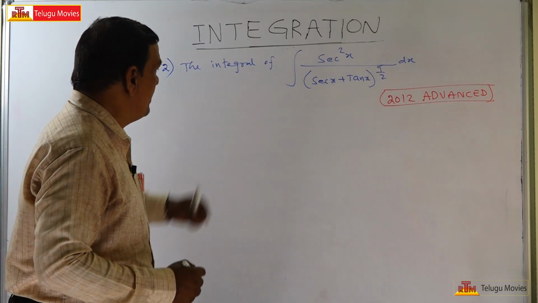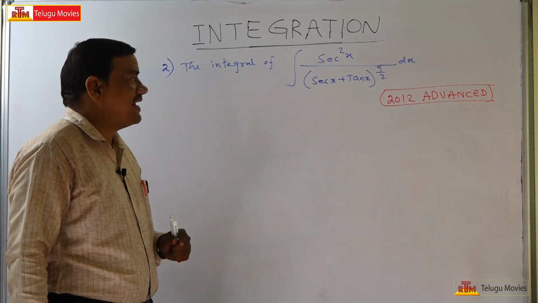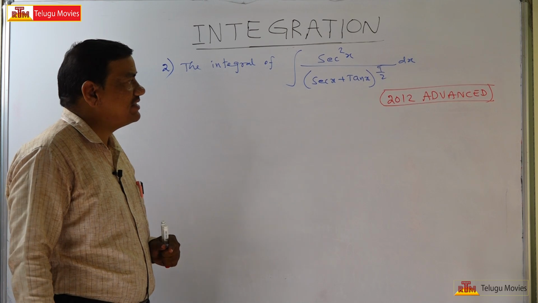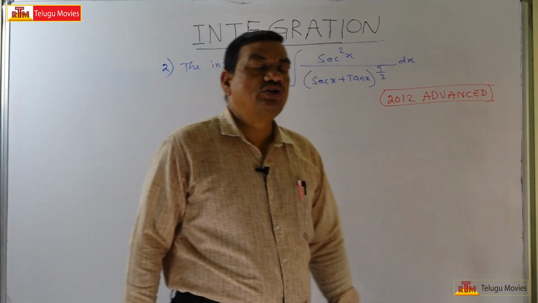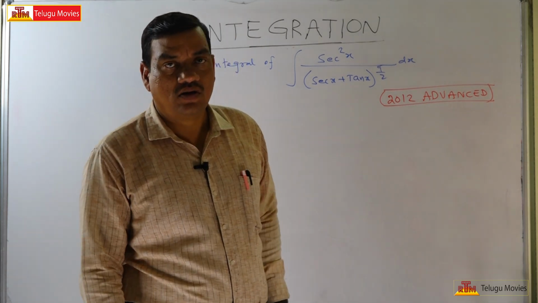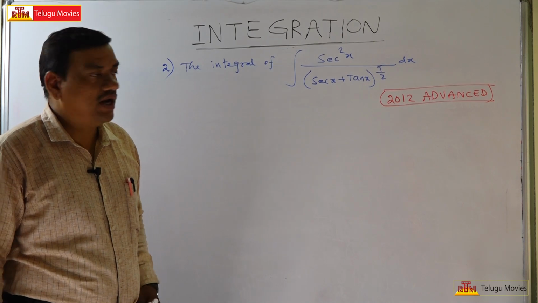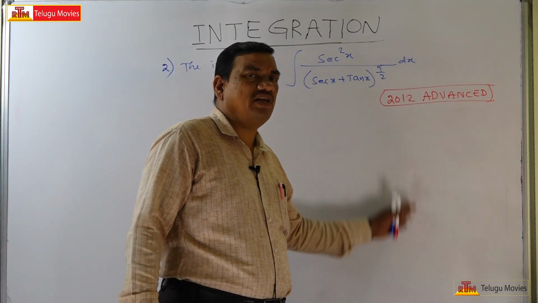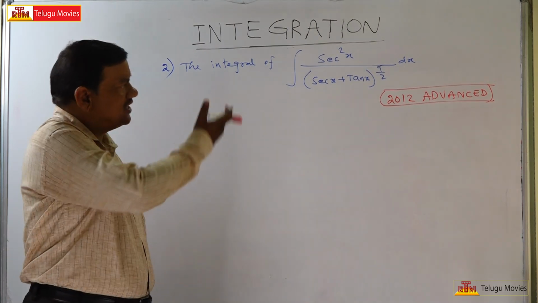Welcome back to the second problem. The integral of secant square x upon secant x plus tan x whole to the power of 9 by 2. This was asked in the 2012 advanced examination, single correct answer type. The options are also available, but they are very lengthy, so I have not written them. So let us see the answer.